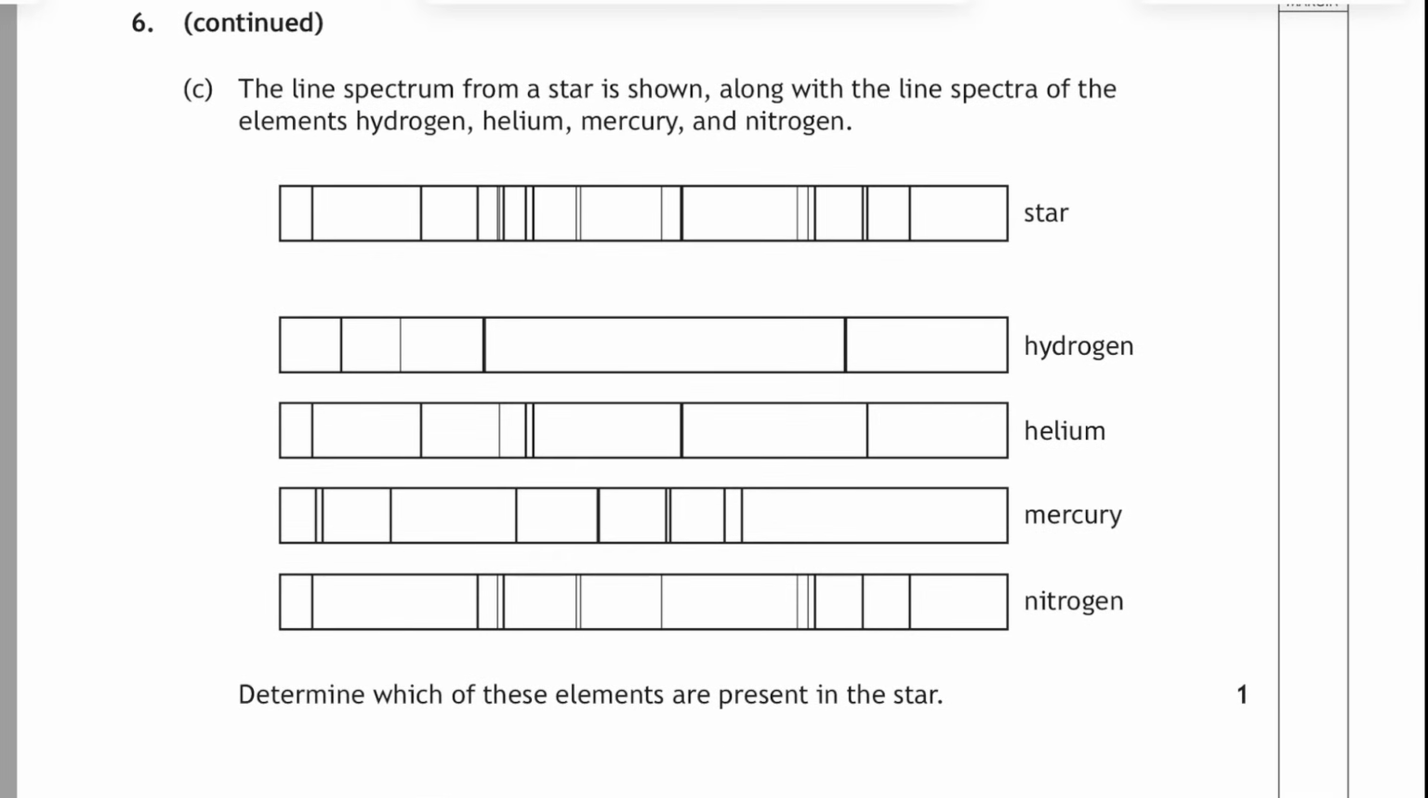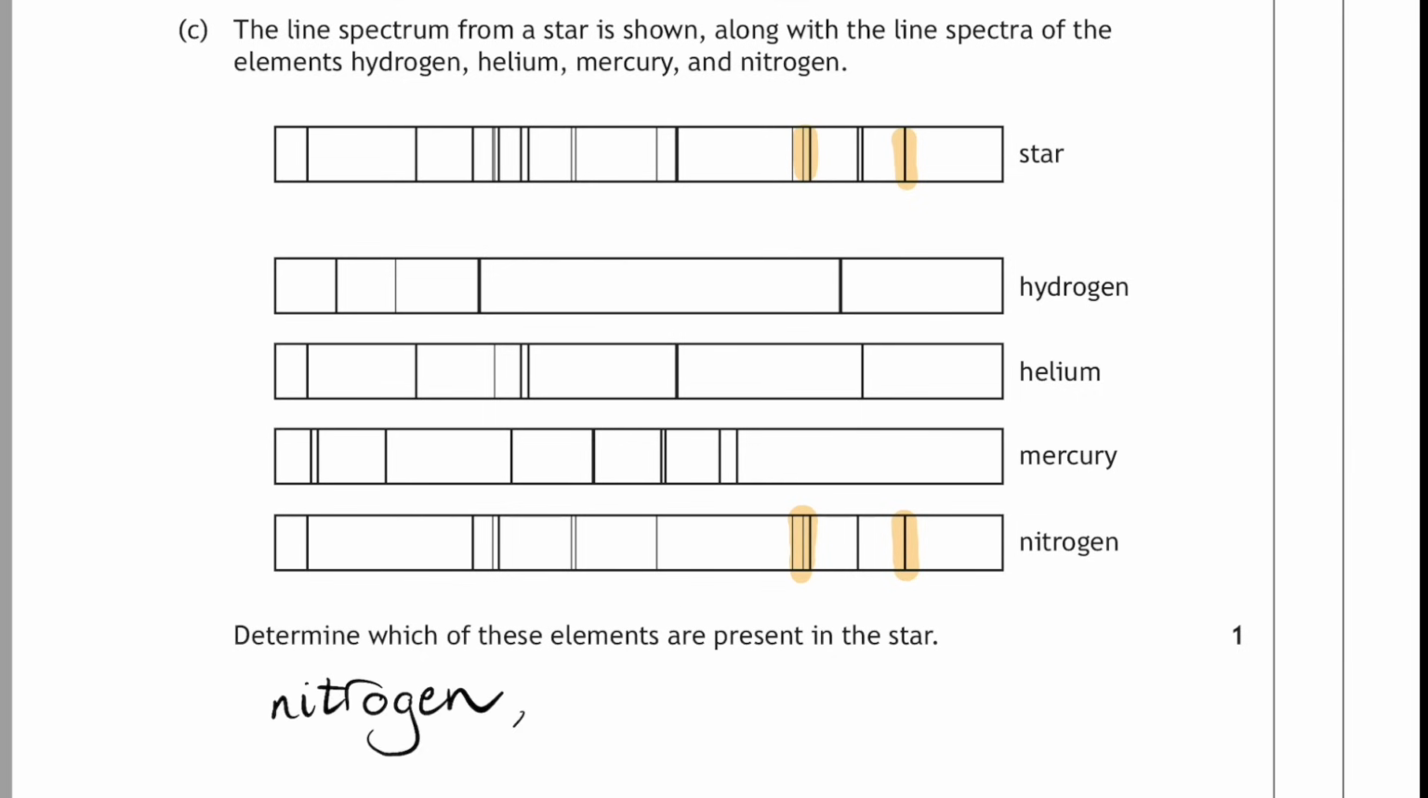Then 6 part C, the line spectrum from a star is shown along with the line spectra of the elements hydrogen, helium, mercury and nitrogen. And we've to determine which of the elements are present in the star. So really all we're doing here is picking out which of the elements' barcodes are present in the star spectrum. So the line in the nitrogen one is in the star, and if we work our way along the nitrogen one, then that whole pattern appears in the star spectrum.